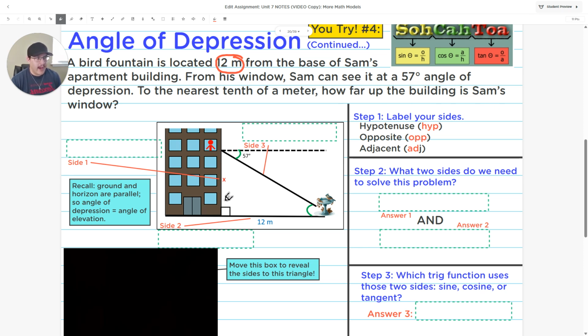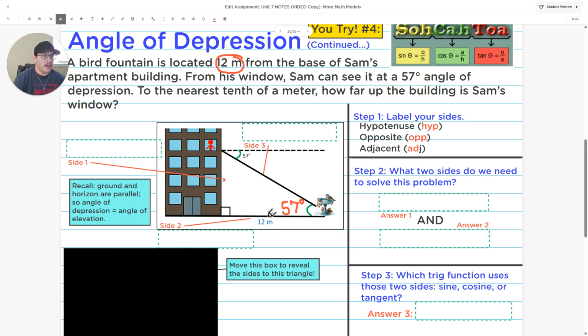So we want to figure out how far up this x value right here is Sam in his apartment. This creates a right triangle after we've been given this entire image. Okay, so if this angle is 57 degrees, then this angle is also 57 degrees, from our geometry knowledge of triangles. If this side is 57, so is this side.